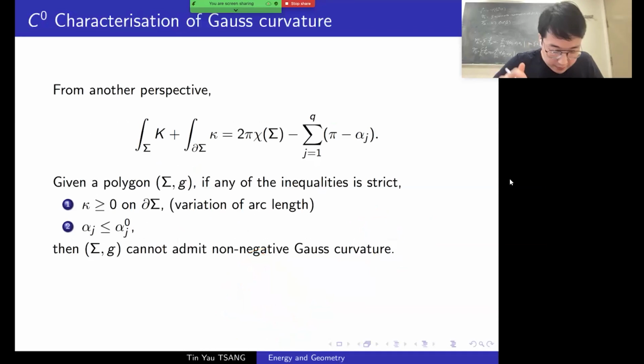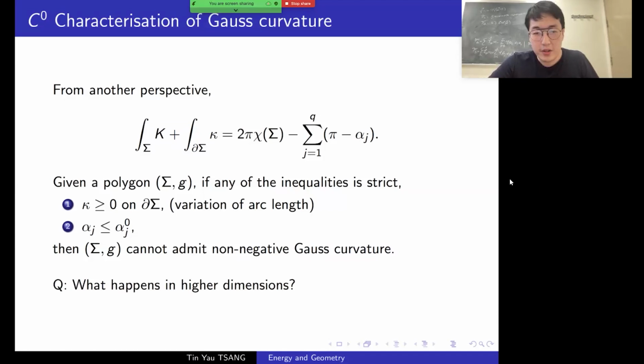Then from the other perspective, given the polygon, if any of the inequalities is strict, for example, if the geodesic curvature is strictly positive somewhere, or the angle is strictly smaller than the Euclidean model somewhere, then by the Gauss-Bonnet theorem, we know that sigma cannot admit negative Gauss curvature. So in this sense, from some C0 information, we can tell when the Gauss curvature can be non-negative. So from this, we may ask the following question: what happens in higher dimensions?